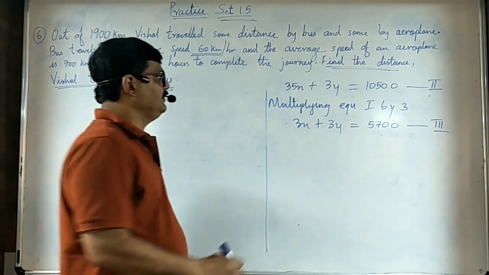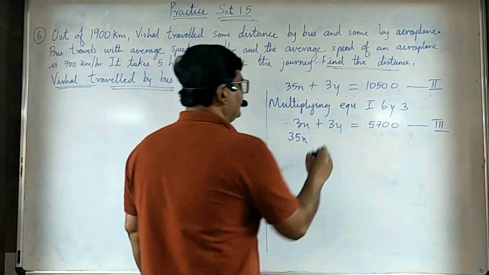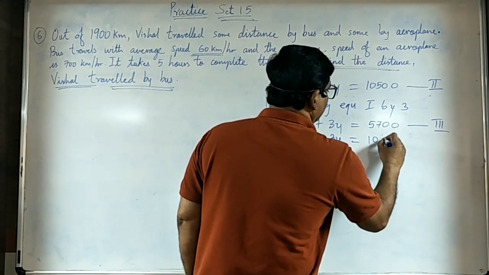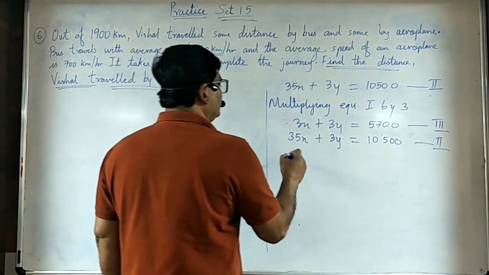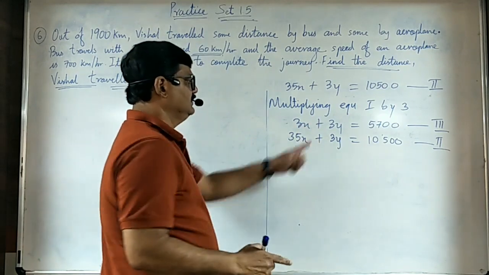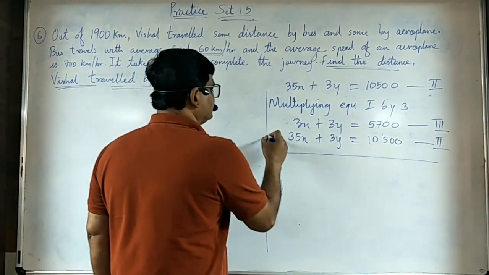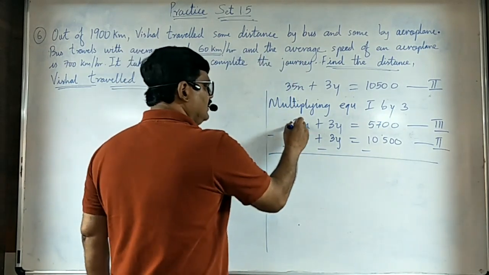Below that I will be writing your second equation: 35x plus 3y is equal to 10500. Then what you have to do here is same sign, so you have to do the subtraction. Same sign, subtraction means minus, minus, minus. So you will be having 3 minus 35.